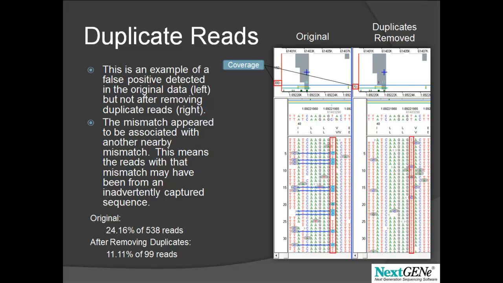Here we have an example of the opposite situation, a false positive caused by duplicate reads. At this position, more than 80% of the reads were duplicates. The mismatch barely passed the mutation filter in the original alignment with 24.16%. After removing duplicate reads, it was present less than half as often, 11.11%. Furthermore, the mismatch was associated with another mismatch 9 bases upstream. Every read with a mismatch also had the second mismatch, as long as the read covered both positions. It may be that the mismatches are the result of real data, but were from an inadvertently captured sequence.